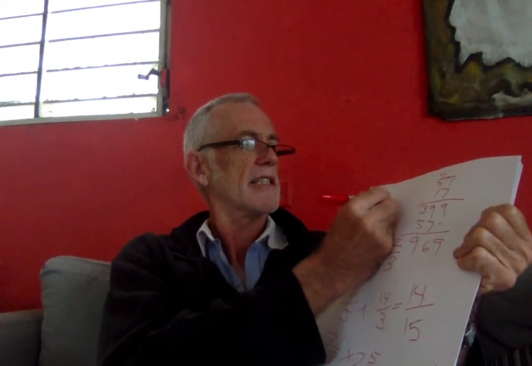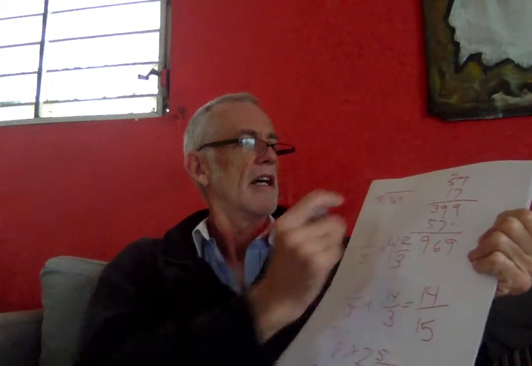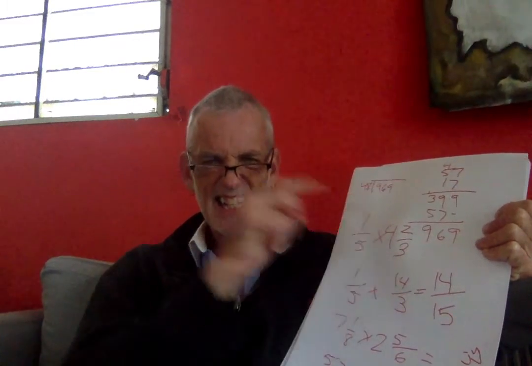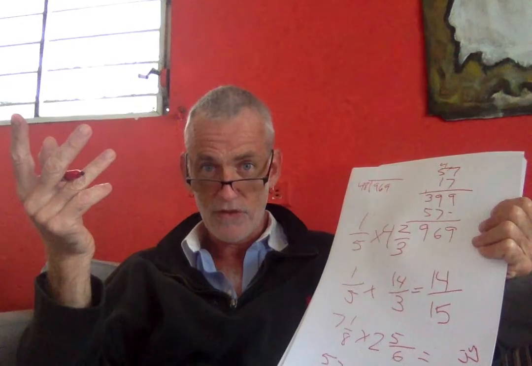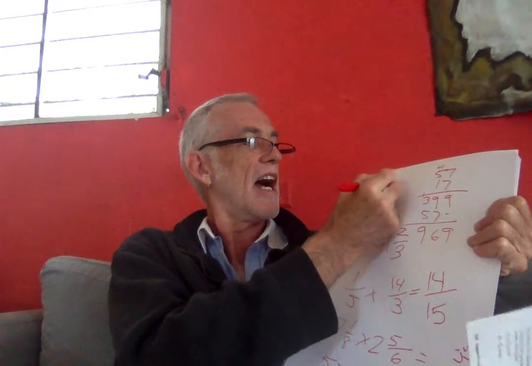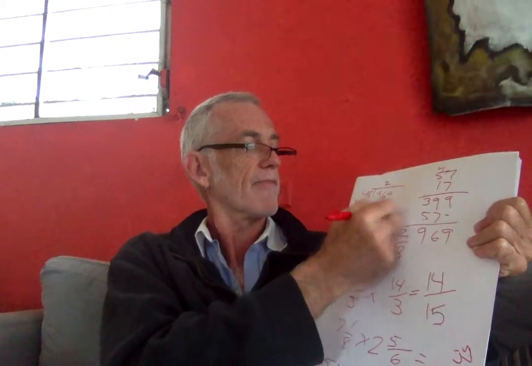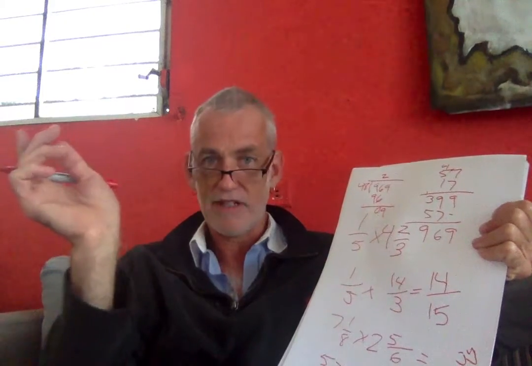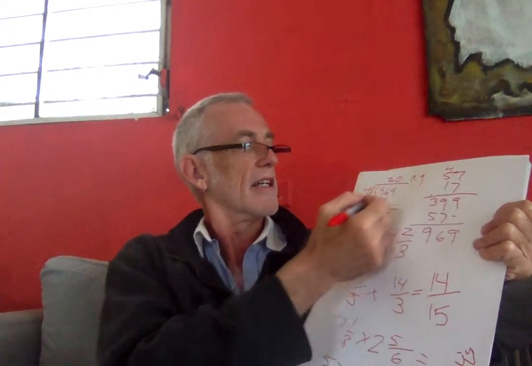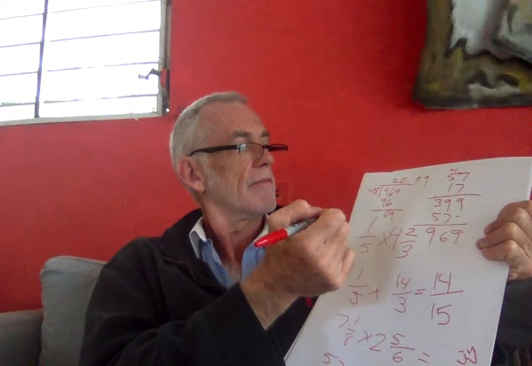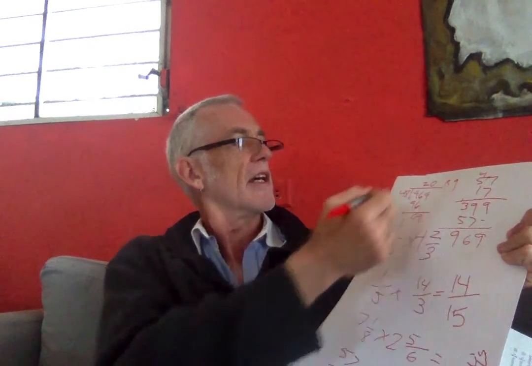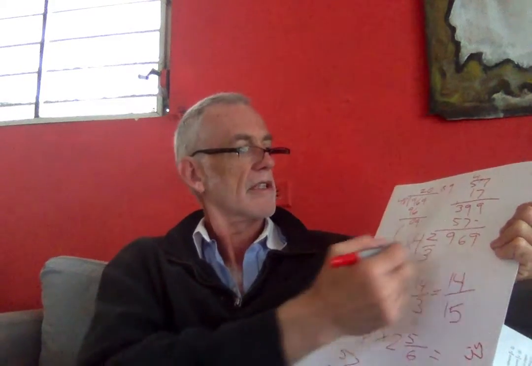We got room still. 969 divided by 48. Oh, it's not that hard. What's 48 times 2? 40 times 2 is 80. 8 times 2 is 16. 16 plus 80 is 96. We got 96. You have 9 left over. Can't put anything in, so there's a 0, and you have a remainder of 9. So 969 divided by 48 is 20.